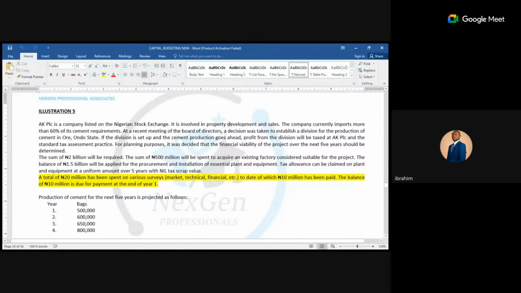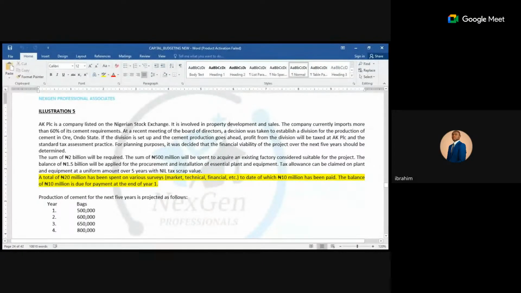Tax allowance. Tax allowance can be claimed on plant and equipment at a uniform amount over 5 years with nil scrap value. Meaning that there will be a tax allowance. You will claim a capital allowance on the plant and equipment only. And the scrap value at the end of the 5 years will be what? Nil. Meaning that at the end of the 5th year of the project, the scrap value will be 0. Okay.